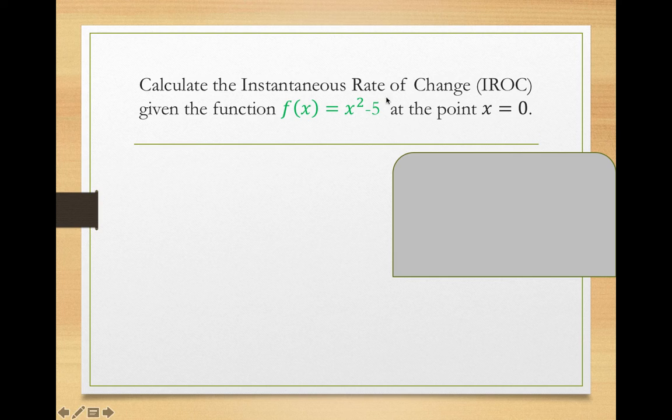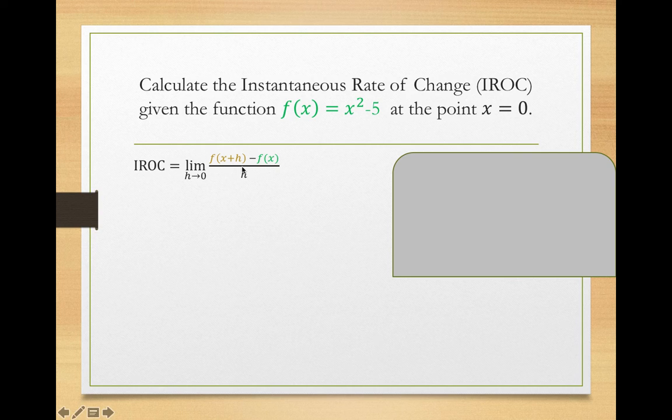So for question number 1, you were asked to find the instantaneous rate of change of this function at the point x equals 0. Instantaneous rate of change means you have to pull up that formula. I should not see you substituting a number. That's not what we're doing. It should look like the steps that were given to you in the examples. Okay, so we have this formula.